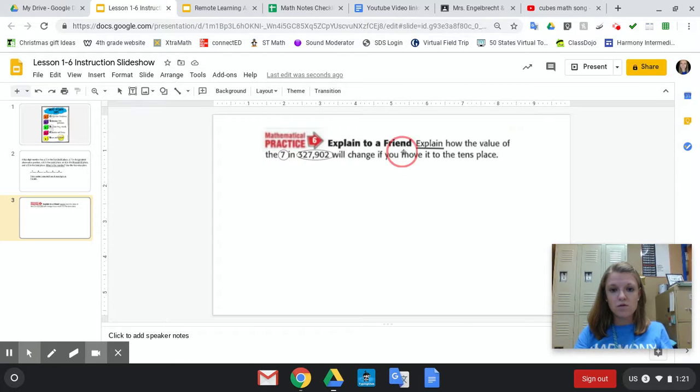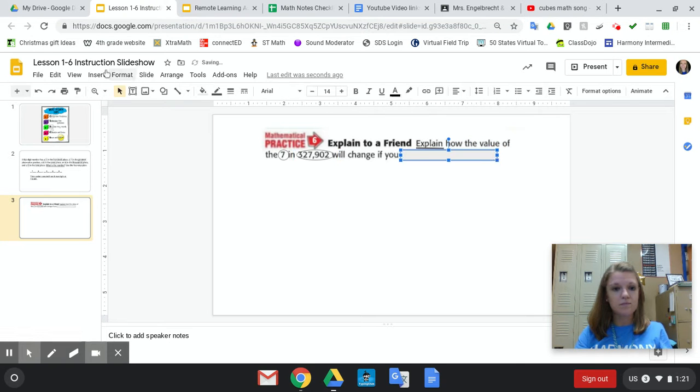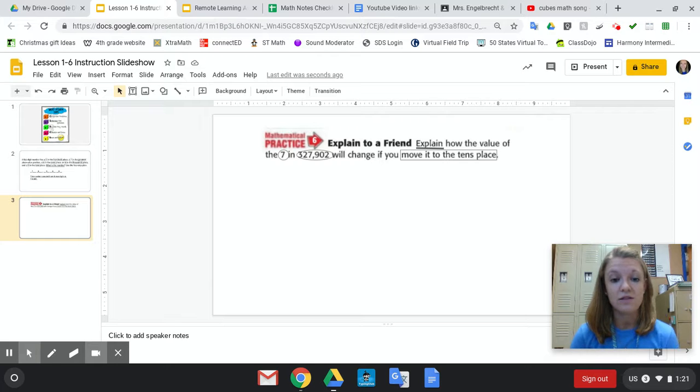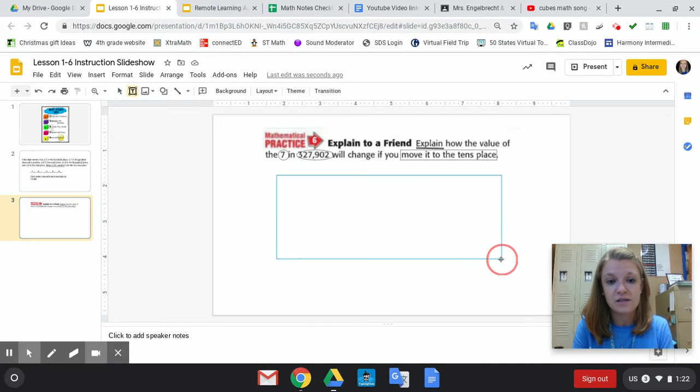Okay, I'm moving something to the tens place. There we go. Okay, so let's see. If I'm moving that to the tens place, I need to reread this. Explain how the value of the 7 in 327,902 will change if you move it to the tens place. So it looks like I need to see where's the 7 in this number, and it's in the thousands place. Okay, so I have a 7 in the thousands place.